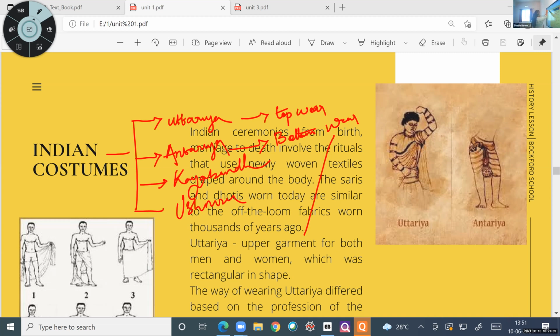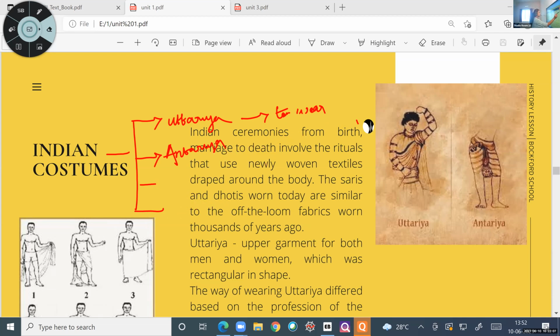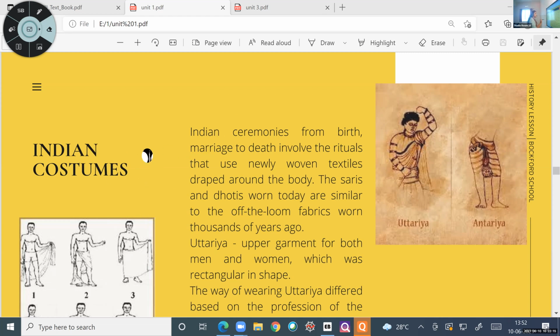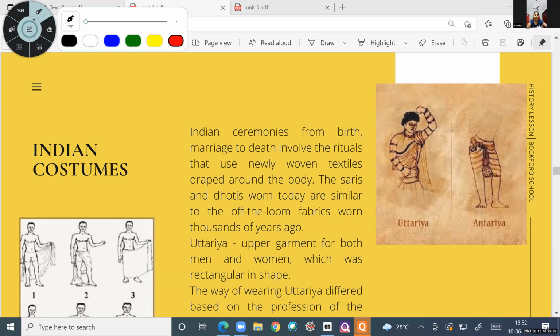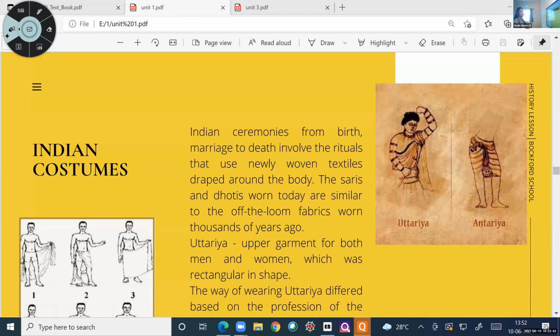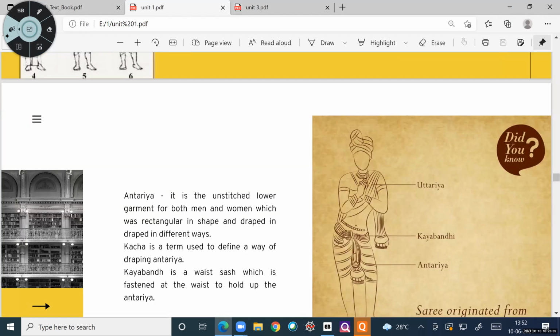Okay. What is Antariya? A few moments before, I just told you that you need to respond. It should be an interactive session, not just me talking. You should understand what I am talking, right? So, what is Antariya? It is a lower garment. Is it a draped or stitched garment? Draped. Okay, good. What is Ushnisa? Malavika? A turban for men. Yes, a turban for men.